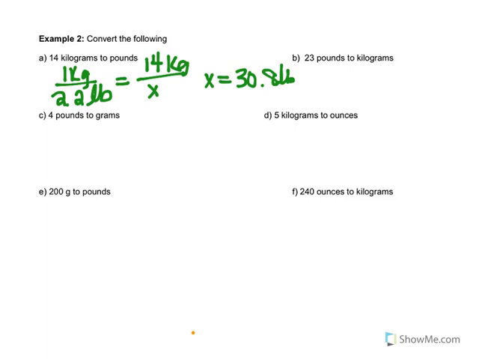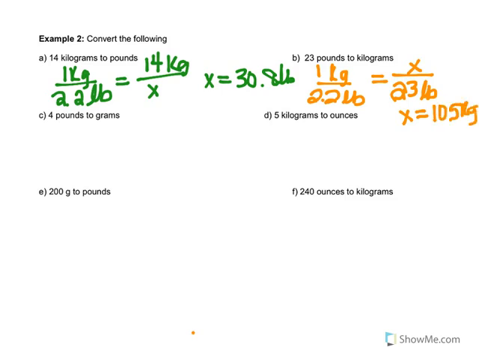Okay, B, 23 pounds to kilograms. So same thing. 1 kilogram is 2.2 pounds. We have 23 pounds, so it's going to go on the bottom. X is going to go on the top. Cross multiply and divide. You get 10.5 kilograms. Alright, so there's our new thing.